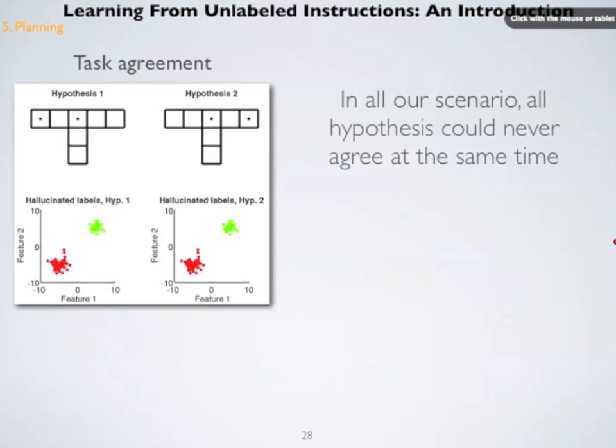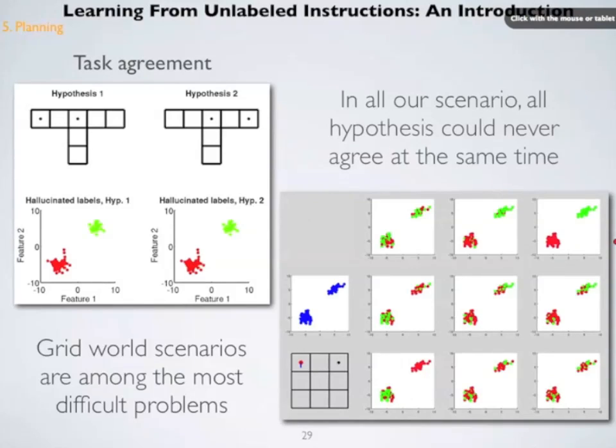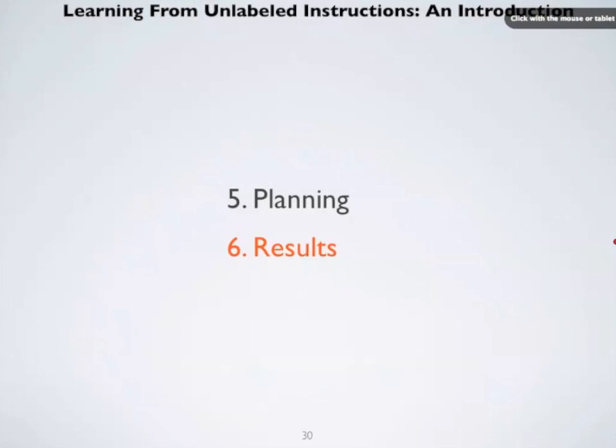And the second argument is that in more complex case, there is no such state where all hypotheses agree. This is a toy scenario. And actually, in all our scenarios, all hypotheses could never agree at the same time. And a quite counterintuitive result is that actually the grid world example is among the most difficult problem you can find, because in literally every state, every action can be interpreted differently for every task hypothesis. So enough theory, let's see how this actually scales to more complex scenario.